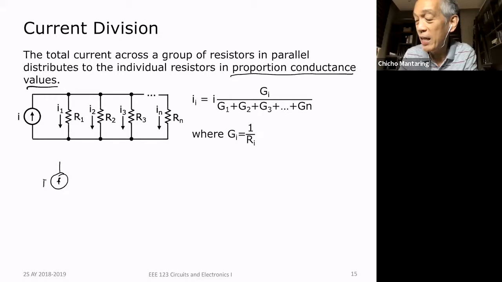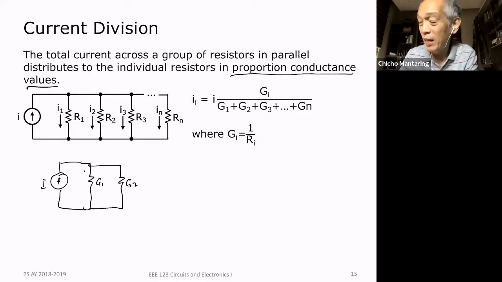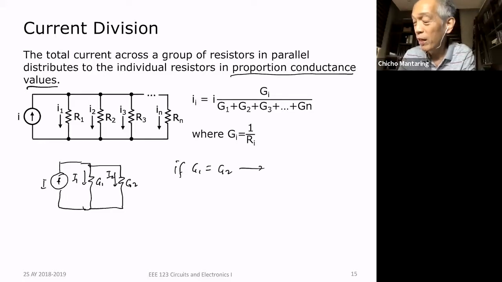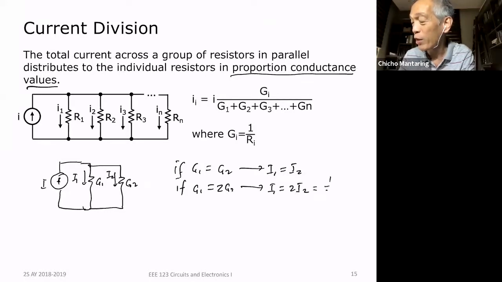a current source I, let's say G1, G2, no? So G1 is conductance, no? And then this is I1, and this is I2. If G1 is equal to G2, then I1 will be equal to I2. If G1 is twice G2, then I1 will be twice I2, which will be equal to two-thirds of I, no? Because I2 will be equal to one-third of I.